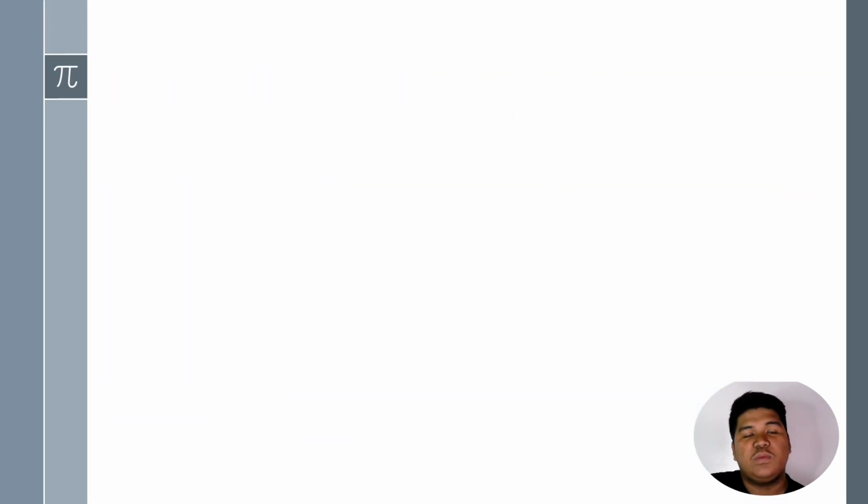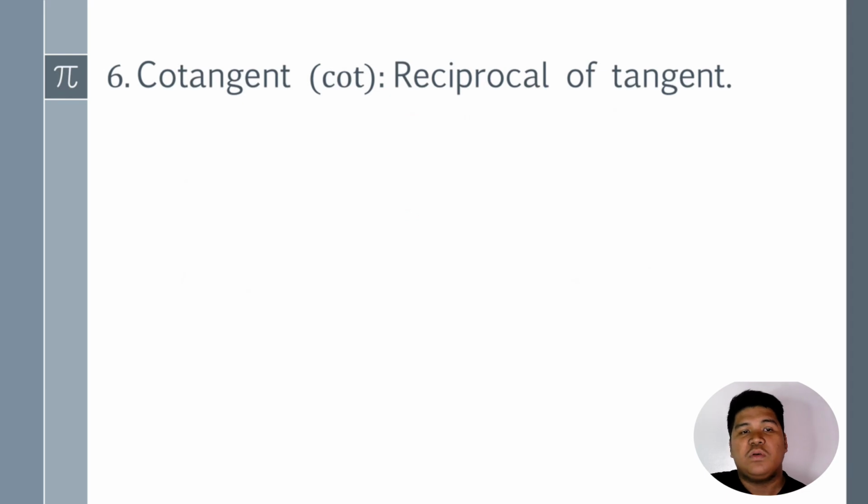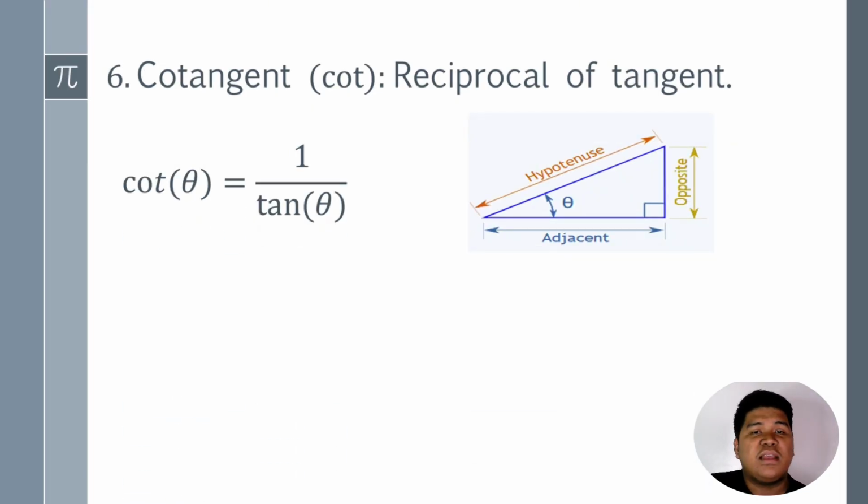The last one is cotangent. Cotangent is the reciprocal of tangent. So it has a formula of cotangent theta is equal to 1 over tangent theta.